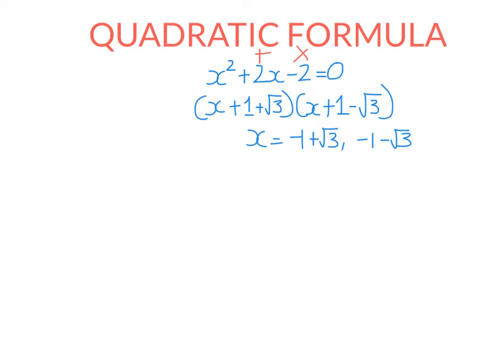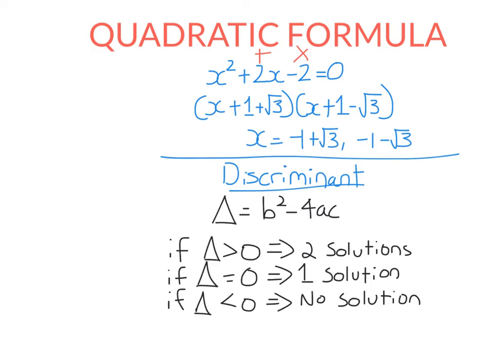We need a way to come up with solutions like this without using factorization, because factorization won't always work. So we're going to use a method that doesn't involve factorization at all. It is a formula. So before we go through the quadratic formula, I want to go through what's called the discriminant. So the discriminant of any quadratic equation is very useful. We calculate it first before using the quadratic formula.